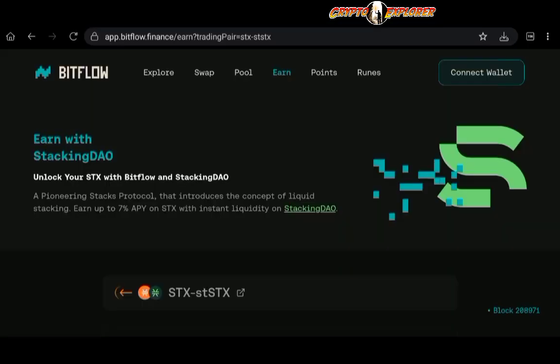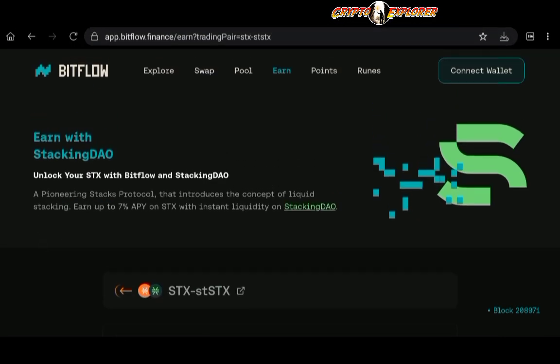So this is the exchange we mentioned before when looking at the Stacking DAO. You can get instant access to your liquidity if you swap stSTX for STX here instead of waiting for the cycle to conclude on the Stacking DAO. Of course, that's going to be optional. Other ways to earn here are through their liquidity pools.